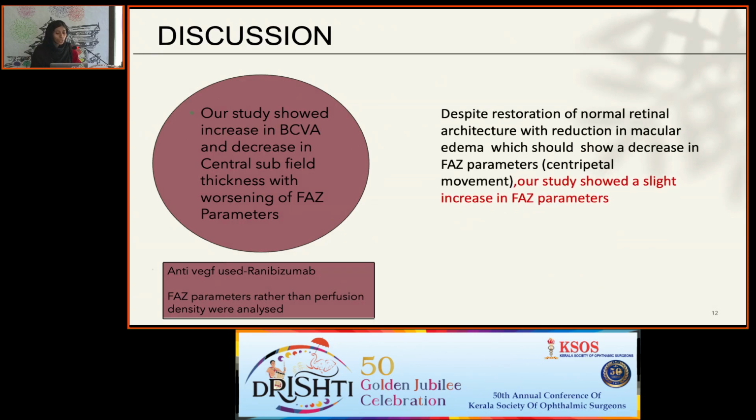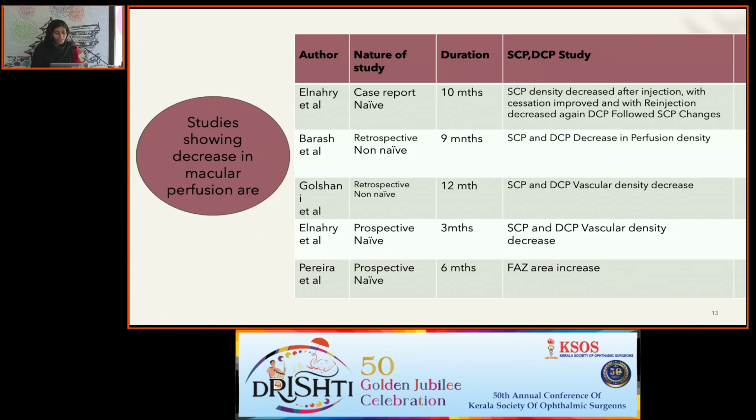Thus, despite restoration of normal retinal architecture with reduction in macular edema, which should show a decrease in foveal avascular zone parameters due to the centripetal movement with resolution of edema, our study showed a slight increase in foveal avascular zone parameters. These were some of the studies which showed decrease in macular perfusion.